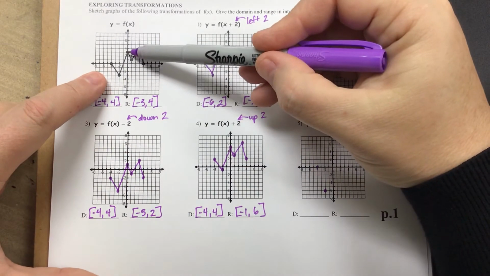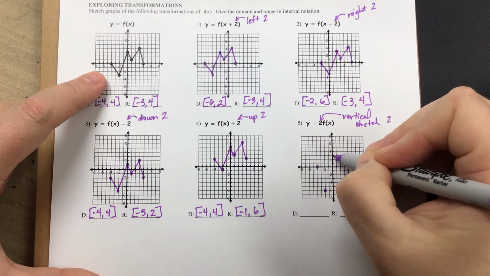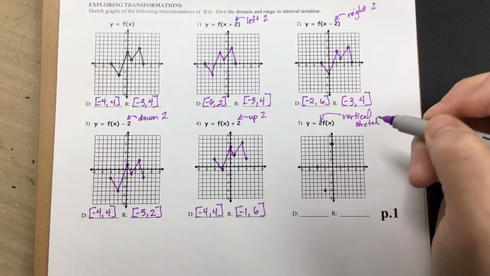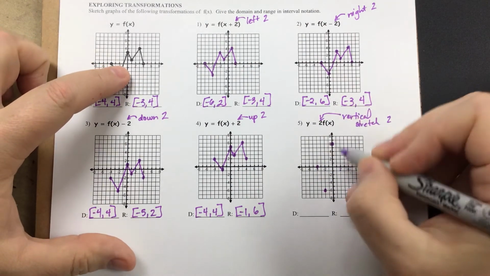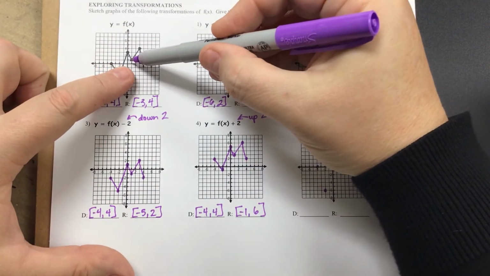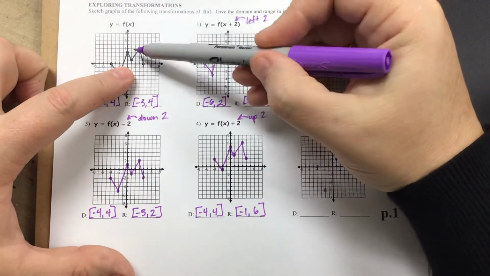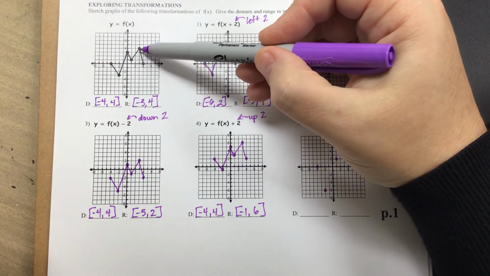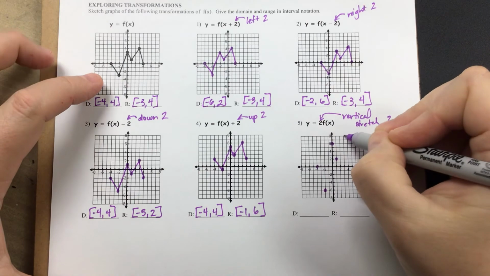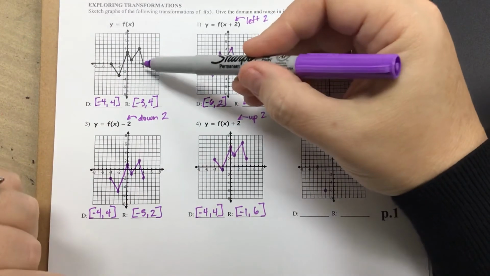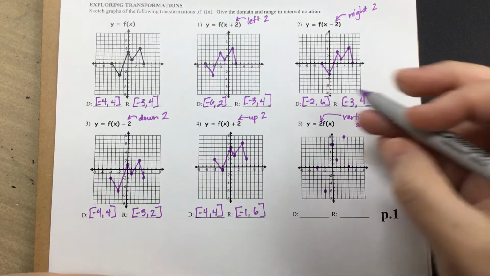This point here was at 0, 3. If I double 3, I'm at 6. So 1, 2, 3, 4, 5, 6 is going to be up here. Hopefully you're starting to notice it's stretching vertically already. This point here was at 1, 1. When we double 1, we get 2. So now it's at 1, 2. This point here was at 3, 4. If we double 4, we get 8. So it's going to be at 3, 8. And then 4, 0, when I double 0, I still get 0. So it's still 4, 0.